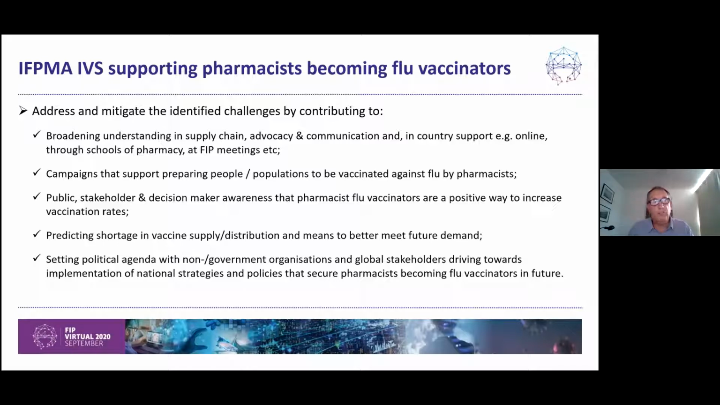We can also support setting the political agenda with non-governmental and/or government organizations and global stakeholders to drive towards implementation, which is key, of national strategies and policies that secure pharmacists becoming flu vaccinators in the future. So these last two slides really summarize the very fruitful discussion that Bram and I had with a number of pharmacists, 100 or so, in Abu Dhabi last year.